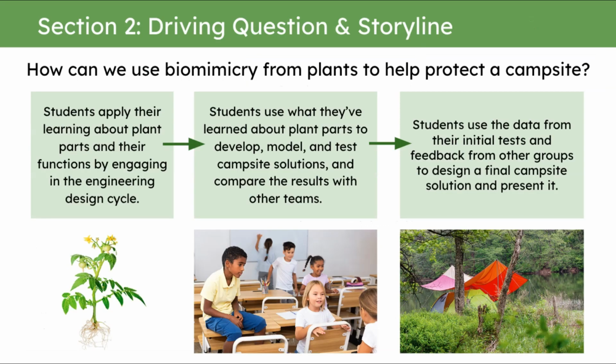The driving question for Section 2 is, how can we use biomimicry from plants to help protect a campsite? In this section, students connect to the anchoring phenomenon by considering plant parts and their functions to engage in the engineering design cycle. Students will use what they now know about plant parts to develop, model, and test solutions to their campsite problem. Then teams will compare their solutions and share thoughts and ideas. The section concludes as students use data from their tests and feedback from peers to design a final campsite solution, which they will then present to the class. We'd love to hear about the designs your students develop.